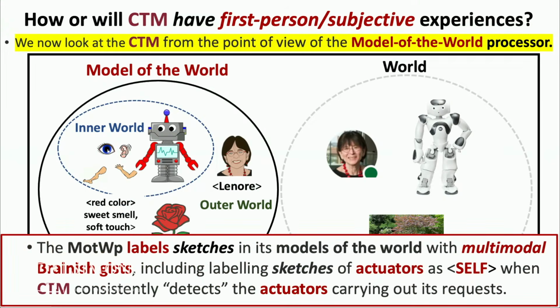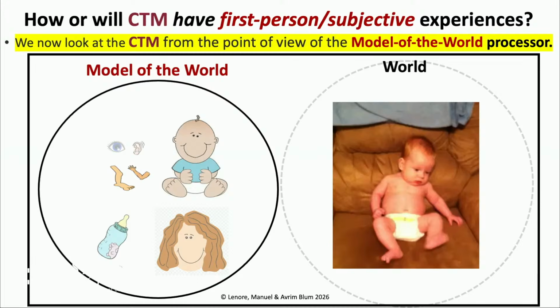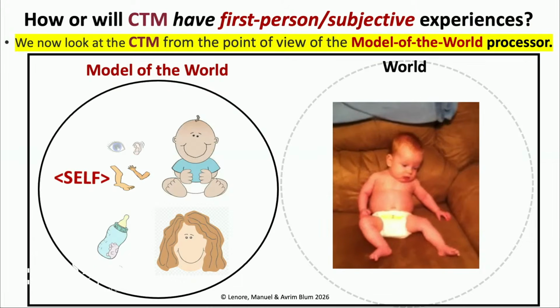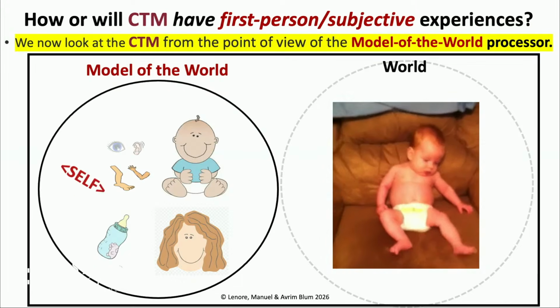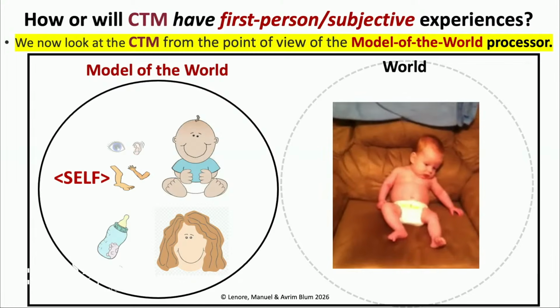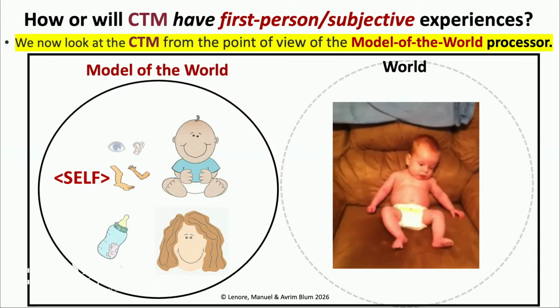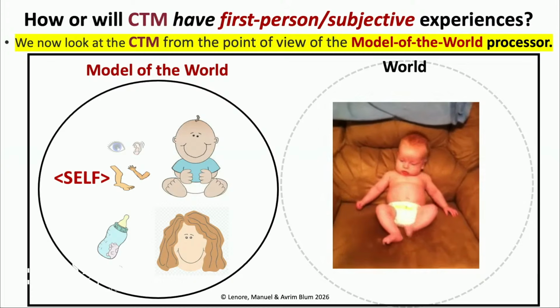And what the model of the world processor does is label sketches in the model of the world with multimodal brainish gist, including labeling sketches of actuators as self when the CTM consistently detects the actuators carrying out its requests. So here's an example of a little baby who, by power of thought, is moving its left leg. In its model of the world, it's labeling its left leg as self. It's trying in a while to do the right leg. It can't quite do it yet, but its left leg gets labeled self.